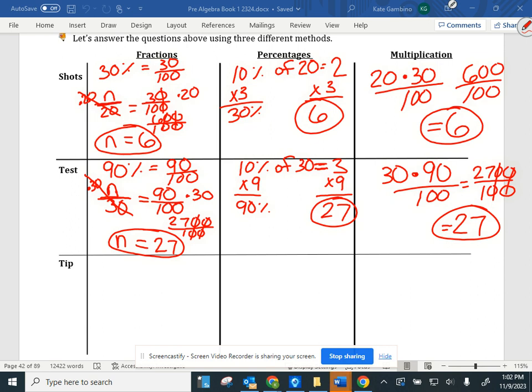Work on the bottom. What would the tip look like? Work on what the fractions would look like, what the percentages would look like, and what the multiplication would look like. How should we set it up?